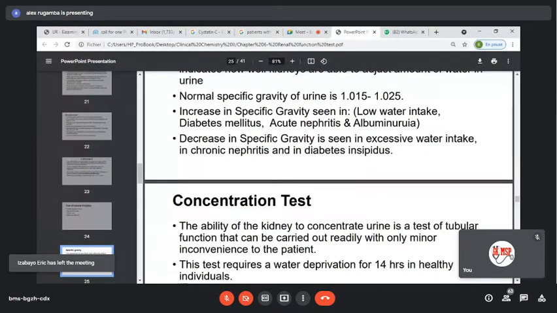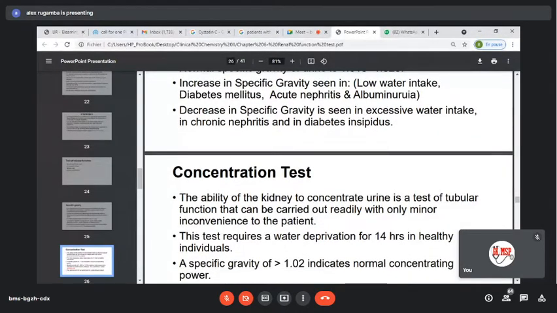There is also, for testing this renal tubular system, a concentration test that the lab may perform. The concentration test is the ability of the kidney to concentrate urine. To concentrate urine is a test of tubular function that can be carried out readily without minor inconvenience to patients.